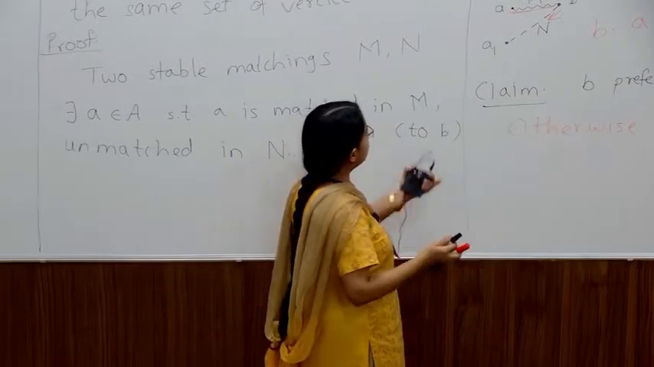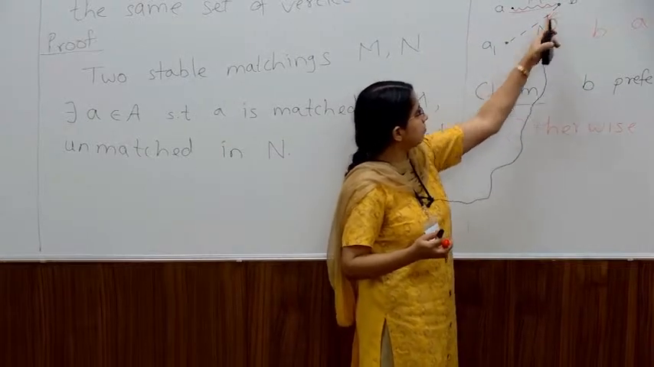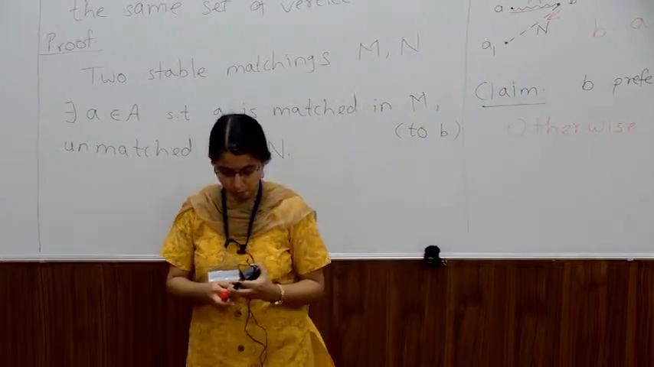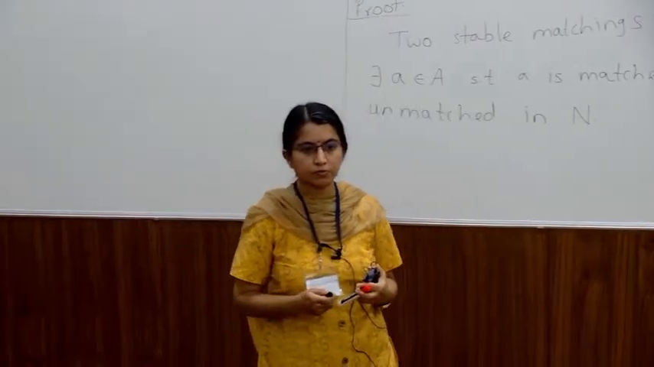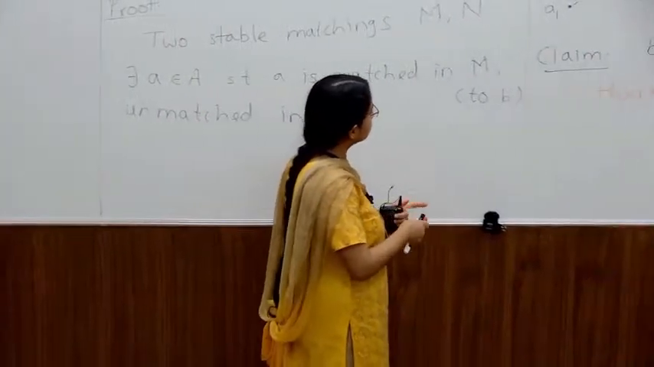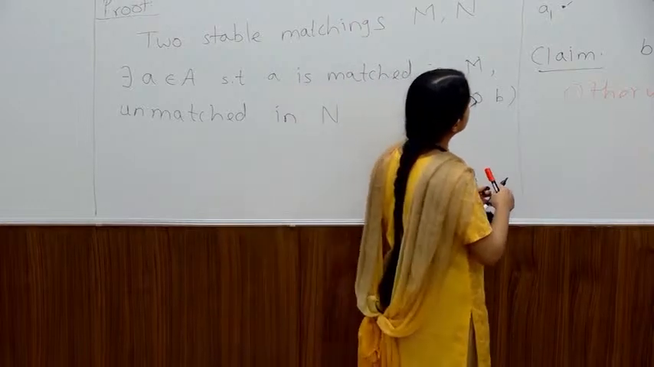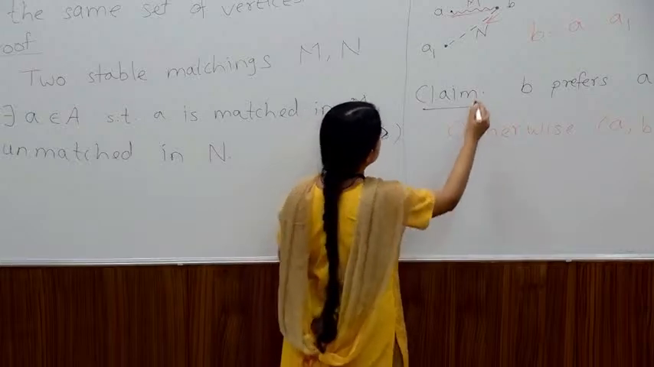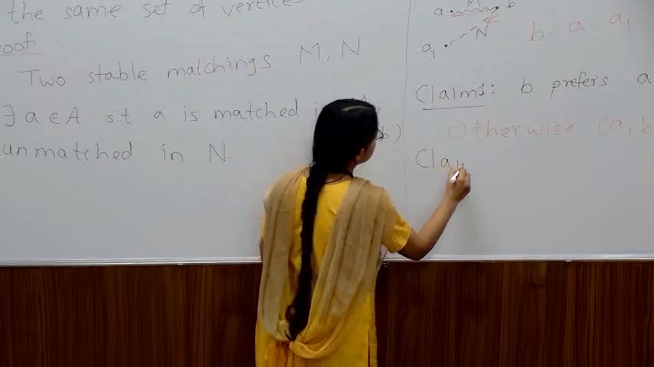Now again, can A1 be unmatched in M? So A1 is of course matched in N to B. What about its other edge? Does it have another edge or can it be unmatched? It cannot be unmatched because B prefers A1 and A1 has only B, and M will not be a stable matching. So the second thing that we want to claim is, and I am writing these small claims just to give a modular structure to the proof.